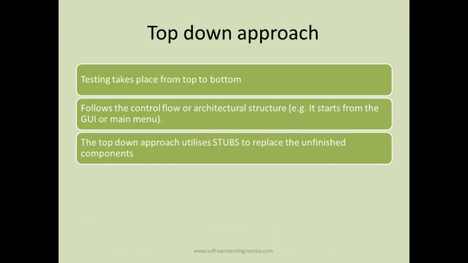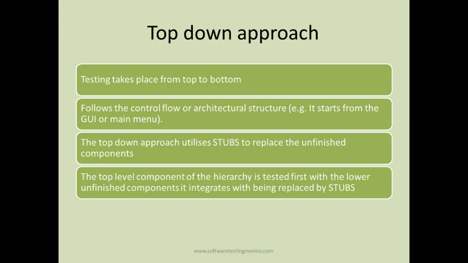The top-down approach utilizes stubs to replace the unfinished components. So in the top-down approach, you have the top level component ready, and the underlying components may or may not be ready. Whichever components are ready are utilized, and whichever are not ready are replaced by stubs, and the top level module is tested. And as soon as the lower level modules are developed, they are integrated, and the other lower level modules are replaced by stubs to test the second level.